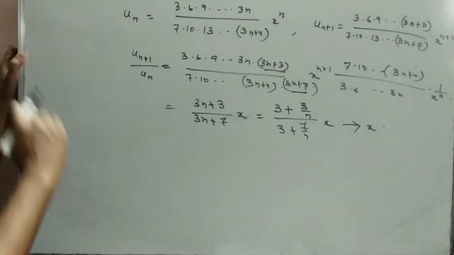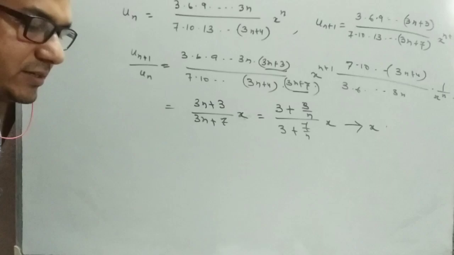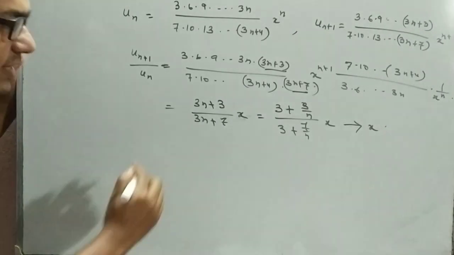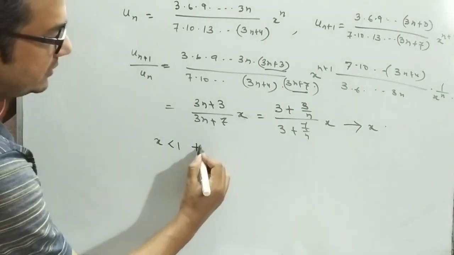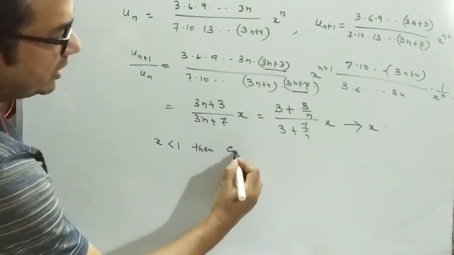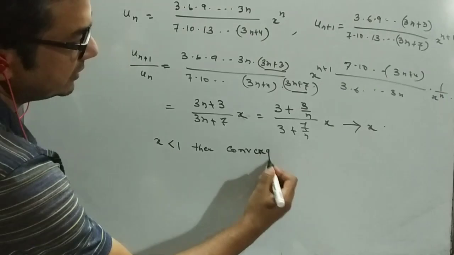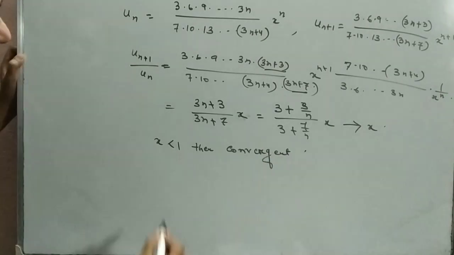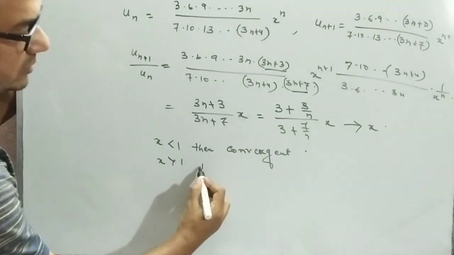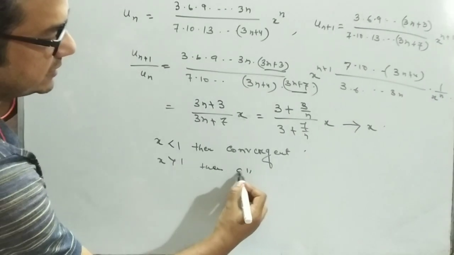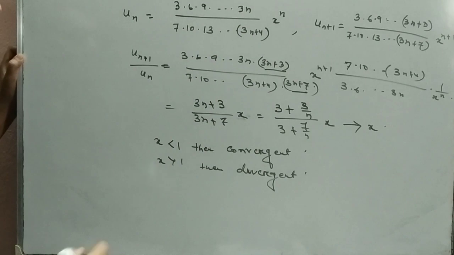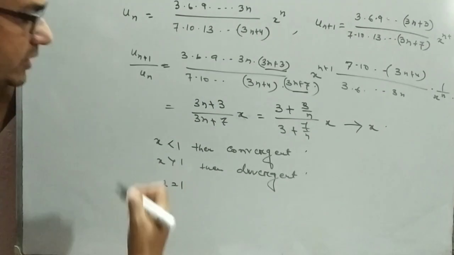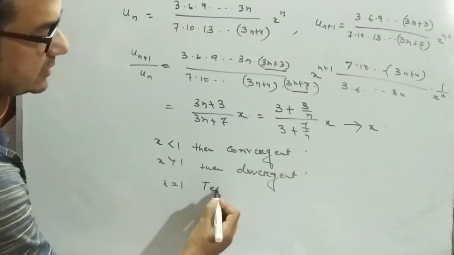And from D'Alembert ratio test we say that if x less than 1 then convergent, if x greater than 1 then divergent, but if x equal to 1 then the test fails.